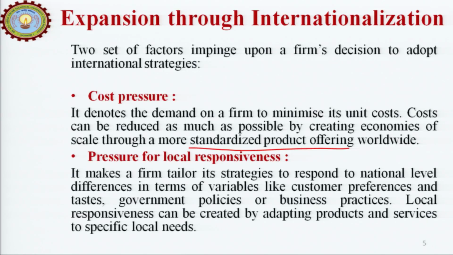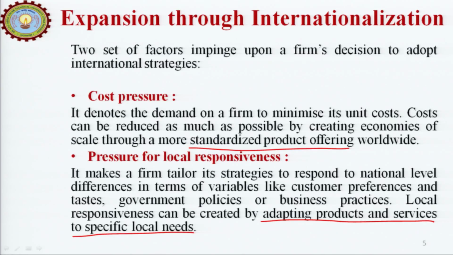So it makes a firm tailor its strategies to respond to national level differences in variables like customer preferences and tastes, government policies or business practices. Local responsiveness can be created by adapting products and services to specific local needs. So now you can see, here we are adapting products and services to specific local needs. When we are taking care of local responsiveness, and when we are taking care of the cost pressure, then we are offering a standardized product.